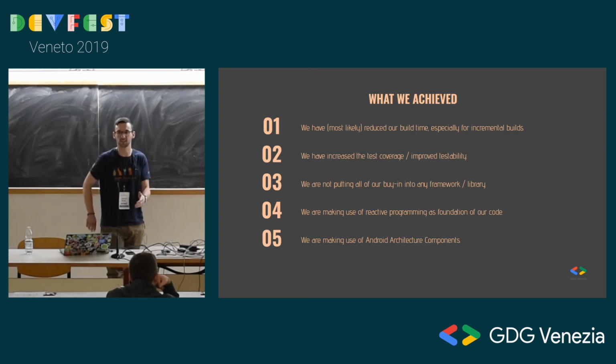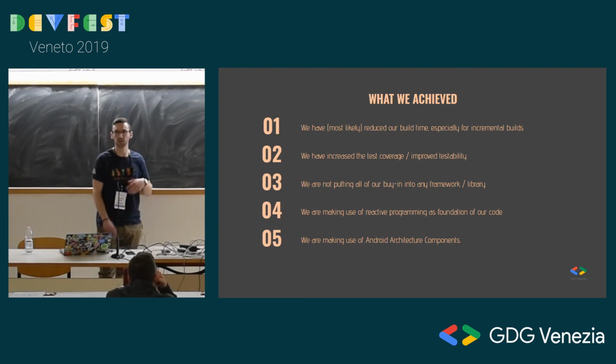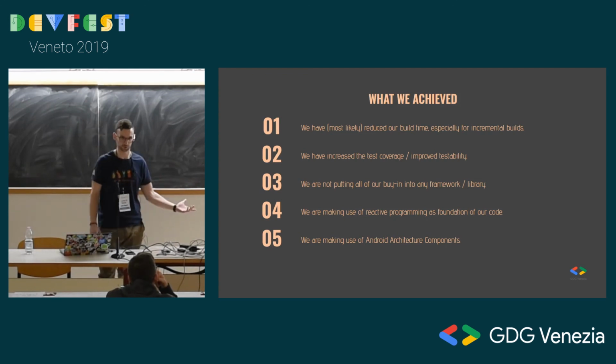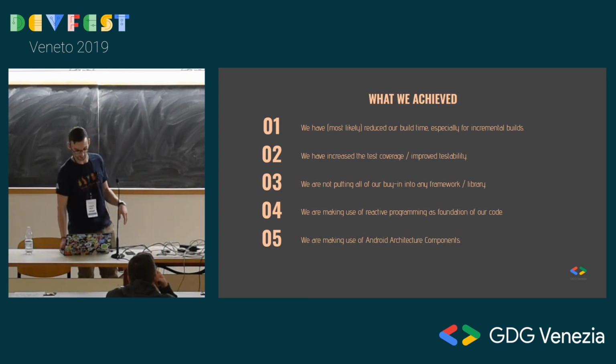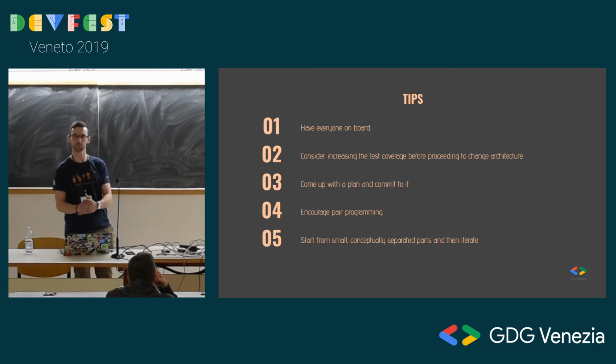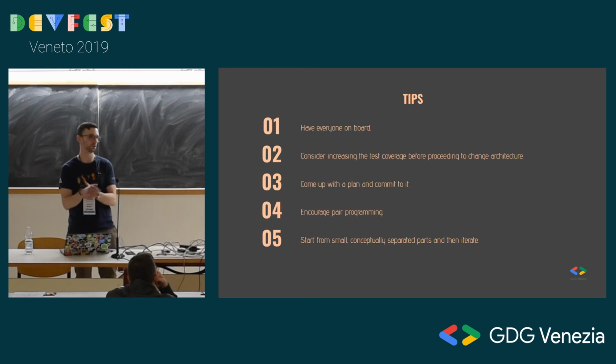We are just using standard stuff and reactive on top as a foundation of our code, which makes it much more cool. You can even go even further and use coroutines in this case. And we are making use of Android architecture components, which you know very well that is a pretty cool thing. So, tips to actually start to think about that and to actually implement this in your company or your project.